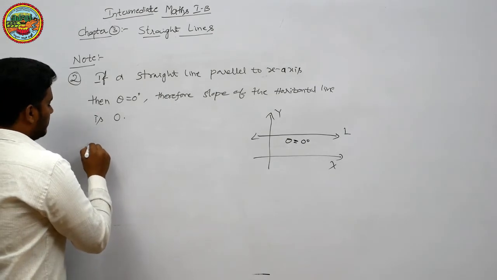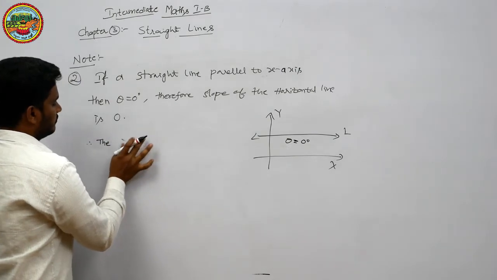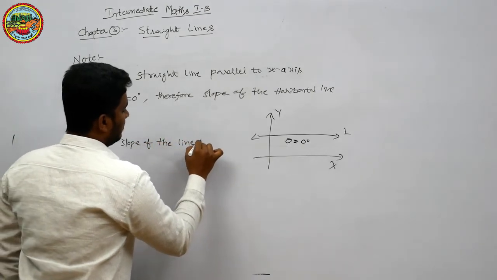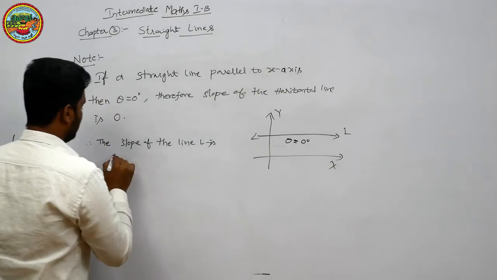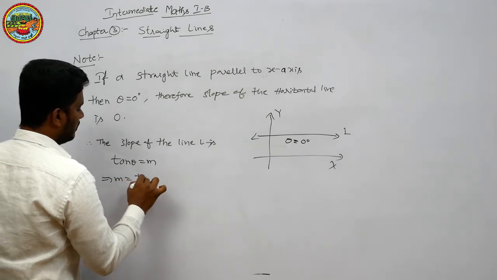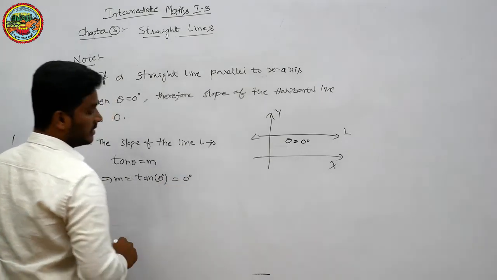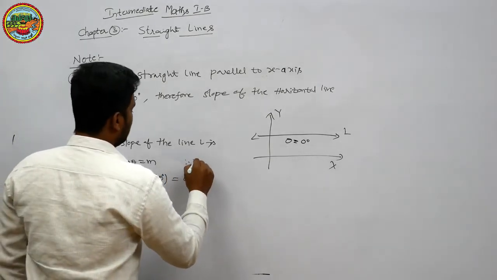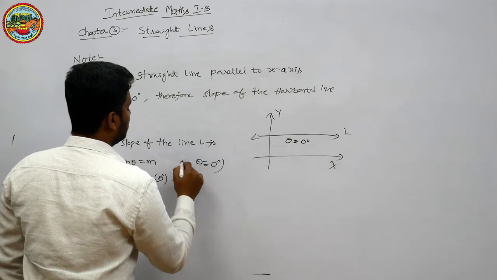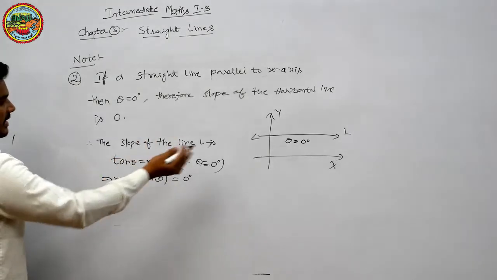Therefore the slope of the line L: tan theta is equal to m, which implies m is equal to tan 0. Tan 0 means 0, since theta is equal to 0 degrees. So therefore the slope of the horizontal line L is 0.